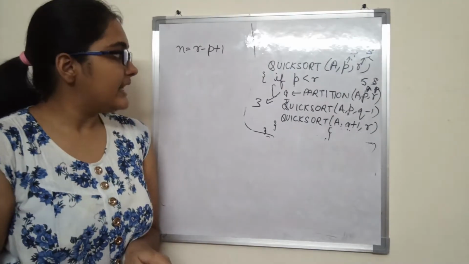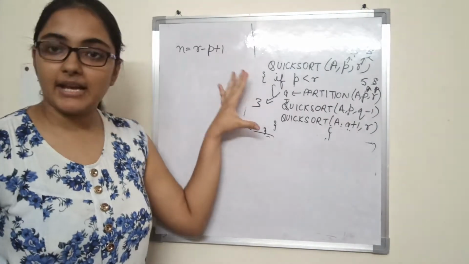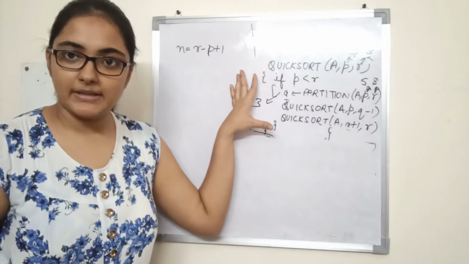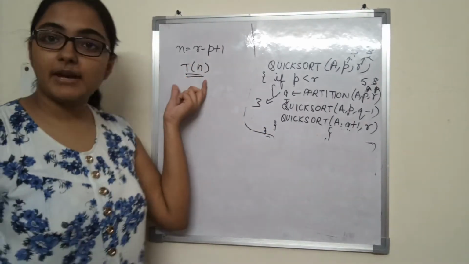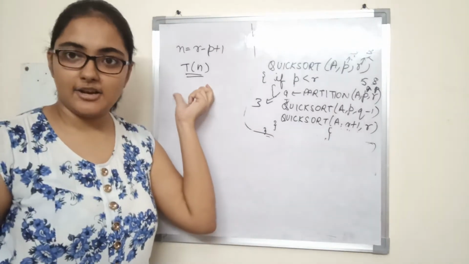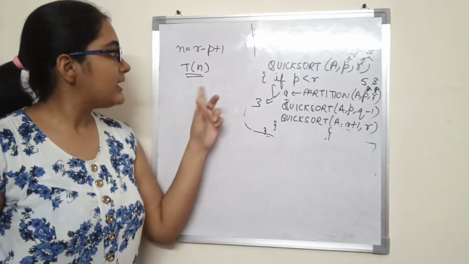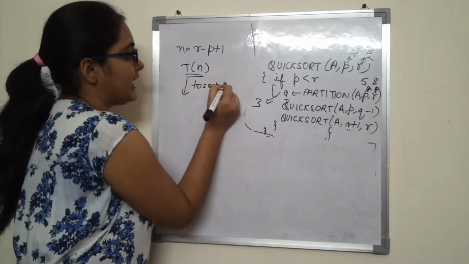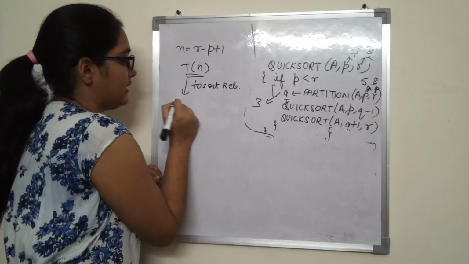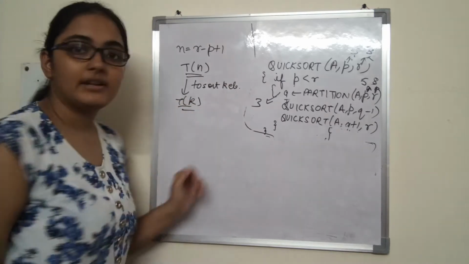Let us say that the time taken by quicksort to sort n elements is T of n. Then the time taken by quicksort to sort k elements will be T of k, right?